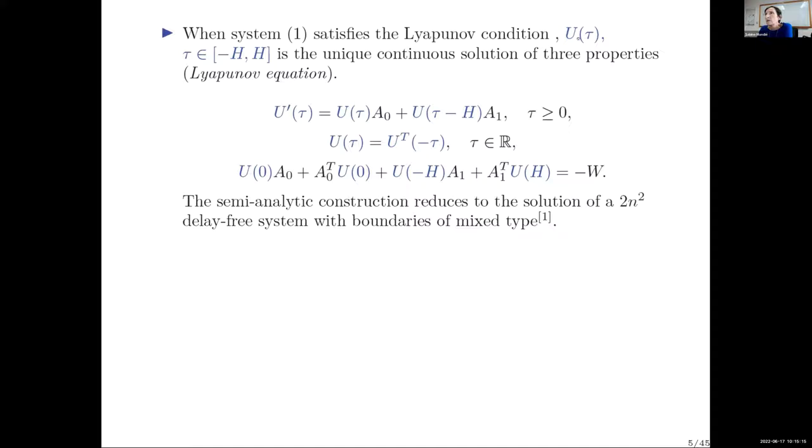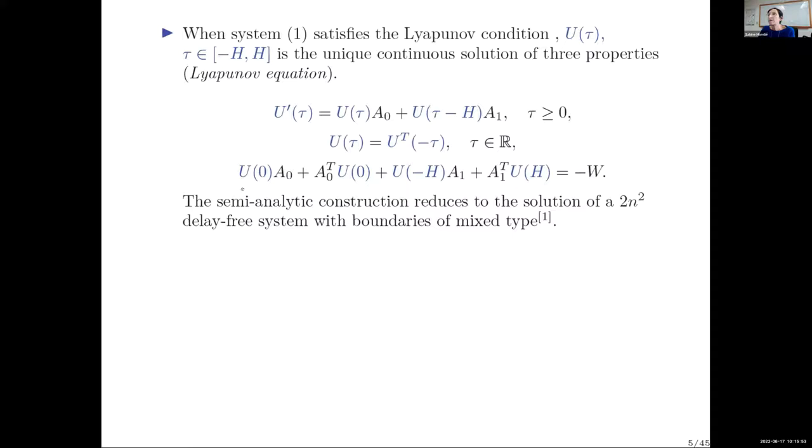I will use indistinctly delay Lyapunov matrix or Lyapunov matrix. We are now in the context of delay, so we understand I will be talking about the delay Lyapunov matrix. Okay, this matrix is the unique continuous solution of three properties or equalities when the Lyapunov condition holds. These properties are called the dynamic property, the symmetry property, and the algebraic property.